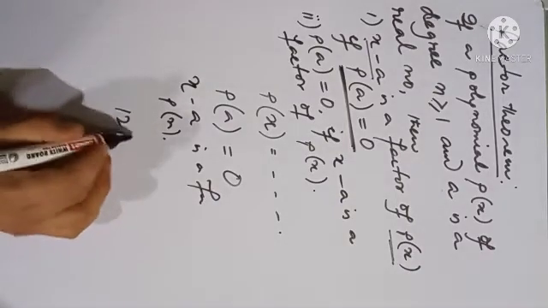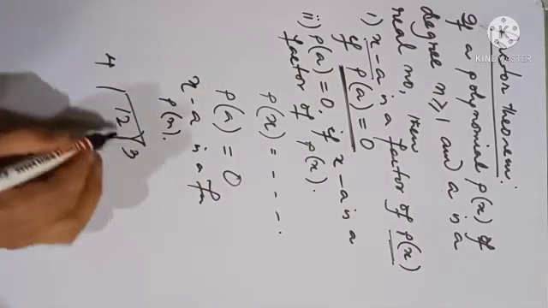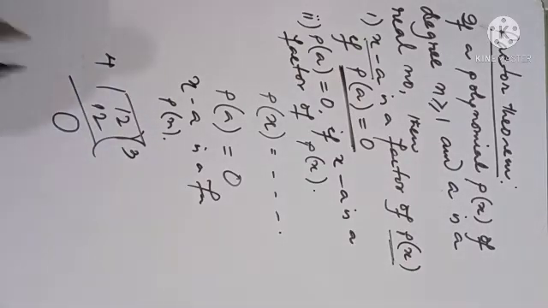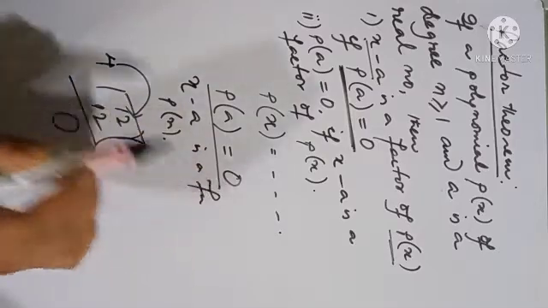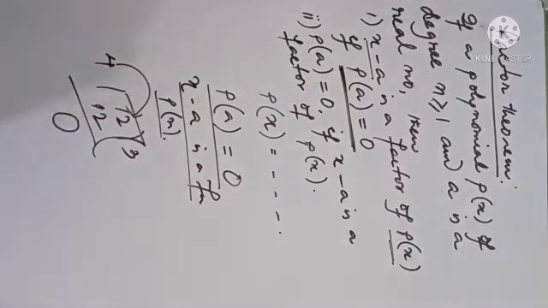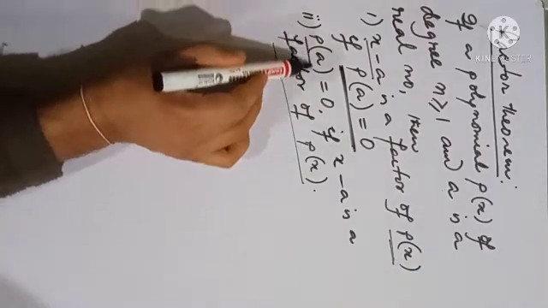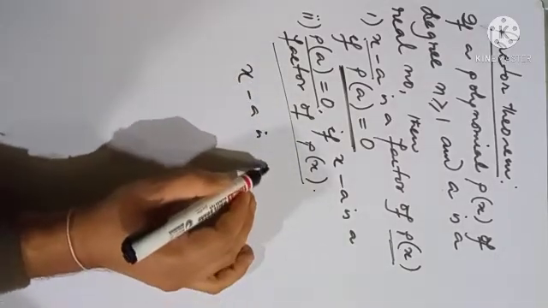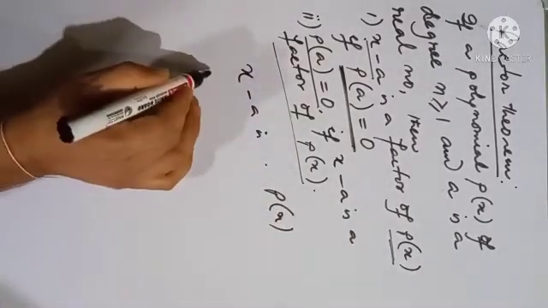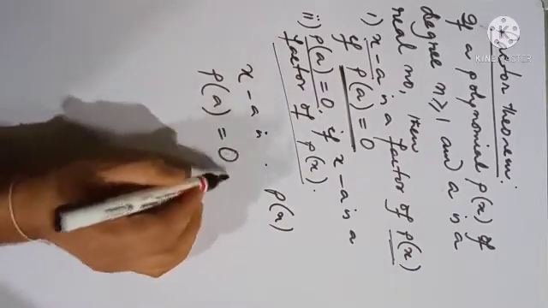See, when 12 is divided by 4, 4 threes are 12, and you get remainder 0. That means 4 is a factor of 12. Like that, when you find p of a, if p of a is 0, then you can say x minus a is a factor of p of x. The second one: if x minus a is a factor of p of x, then p of a is equal to 0. So this is all about the factor theorem.